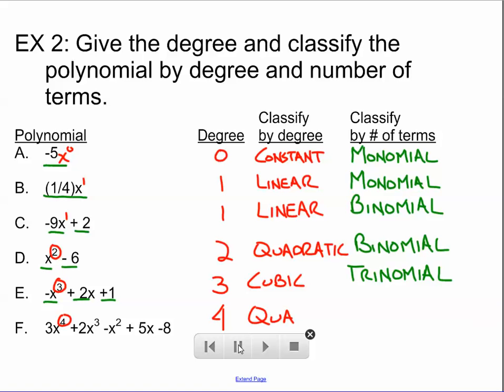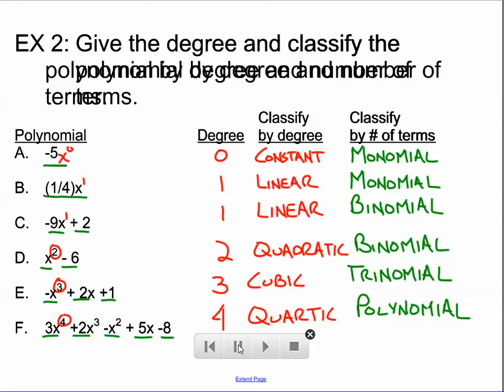In example F, the degree is 4 because the biggest exponent is 4. We call that quartic. Anything with 4 or more terms, we're just going to refer to as a polynomial. I really suggest that you go to page 576 of your book. There's more examples there.